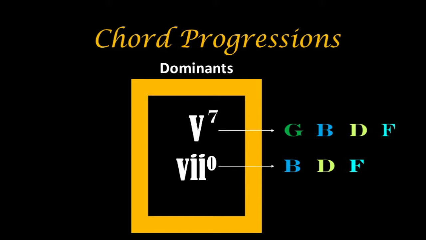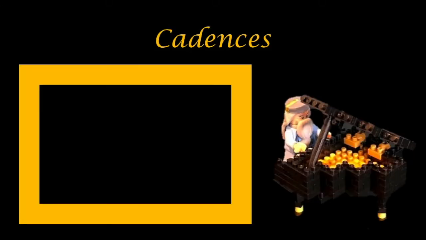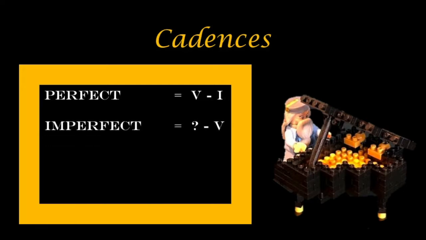So the diminished 7 chord really functions as a dominant 7 that's missing the root of the chord. So there are 4 main cadences, and I'll use the terms that will come up in NCA. So the perfect cadence is 5-1, again the dominant to tonic, the 2 most important chords. The imperfect is anything to a 5, so you're ending on a 5.